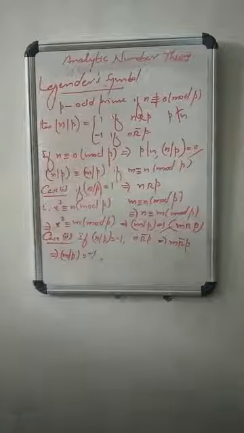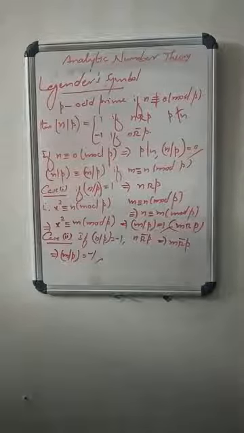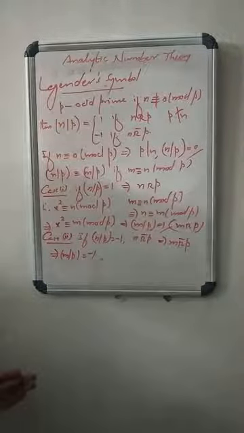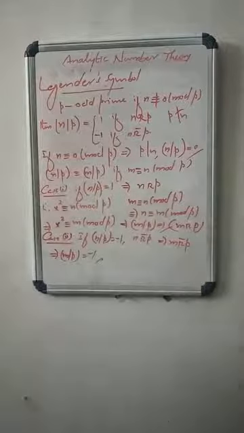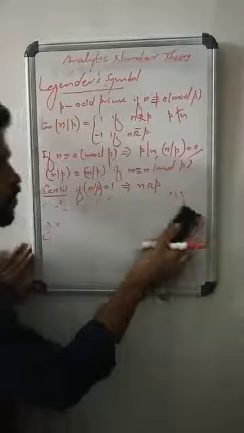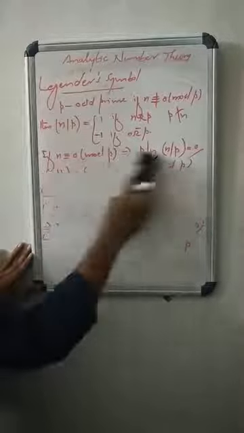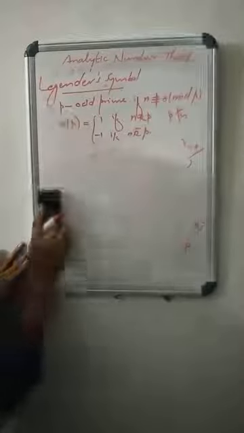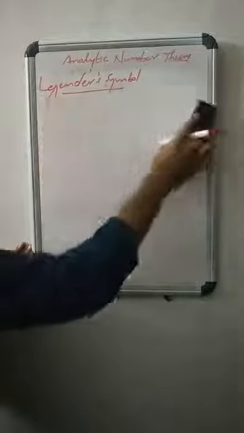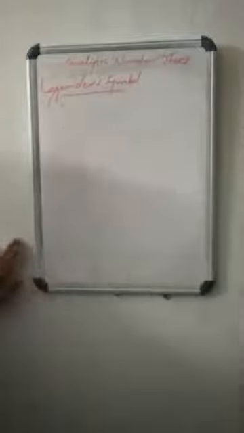So in either case, when (n/p) is 1 or (n/p) is minus 1, then (m/p) equals (n/p) if n ≡ m mod p. That is an important result. So for any odd prime p, (m/p) equals (n/p) if m ≡ n mod p. That is true for every odd prime p. So that's an important result regarding the Legendre symbol.